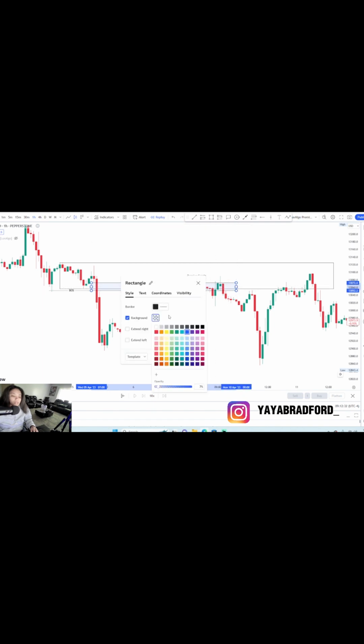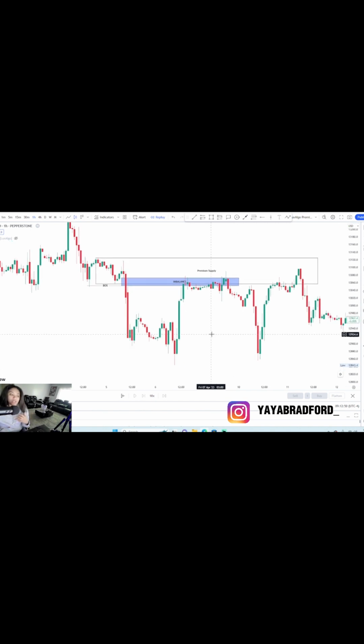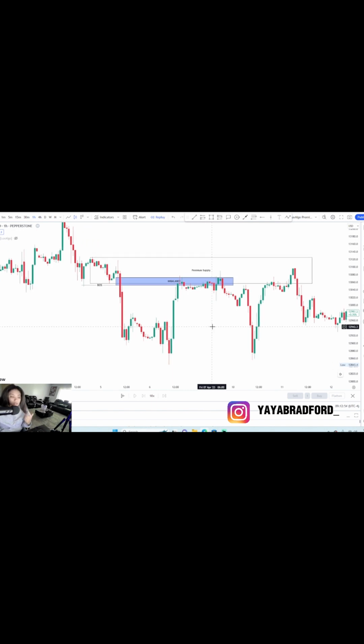You always want your zone, your imbalance, to be closer to your supply zone or your demand zone. That's what makes the supply and demand setup a more profitable trade and a more accurate trade. And you'll get the most out of that trade once you have the imbalance closer to your supply and demand zone.